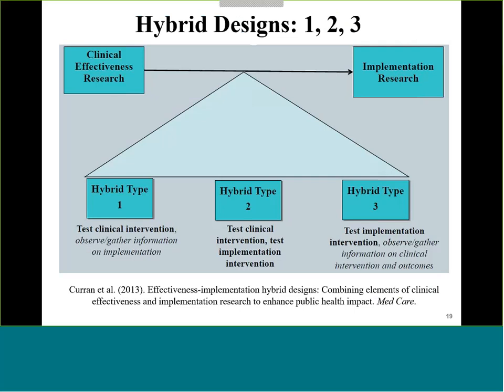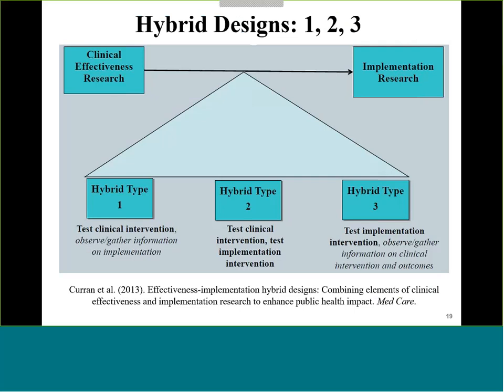So the 3 types, going from focus on clinical effectiveness on the left to implementation effectiveness, so the implementation strategy, on the right, is the hybrid type 1, where the real focus is on the clinical intervention, and we're just observing or gathering information on implementation issues. So we may conduct some qualitative work and look at factors that are believed to affect implementation, or look at organizational context.